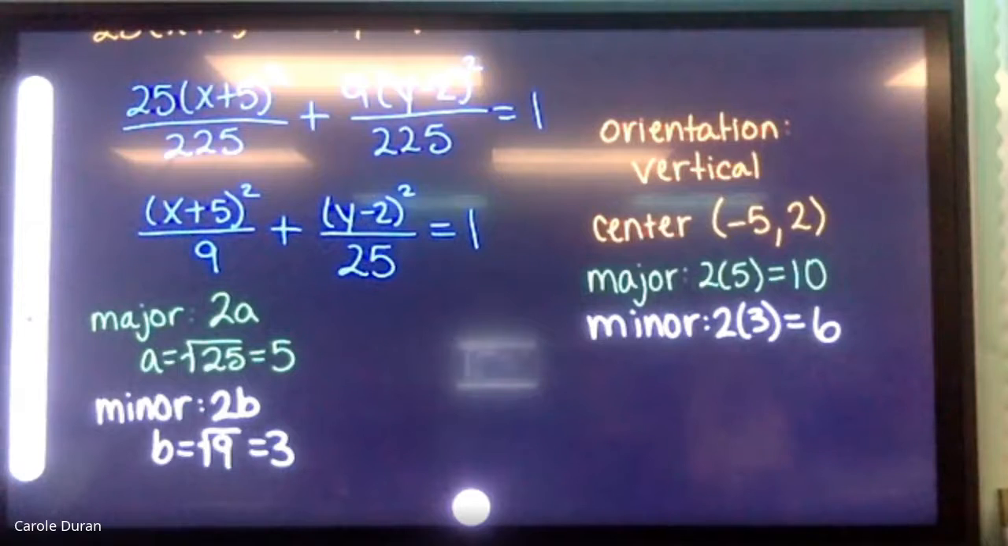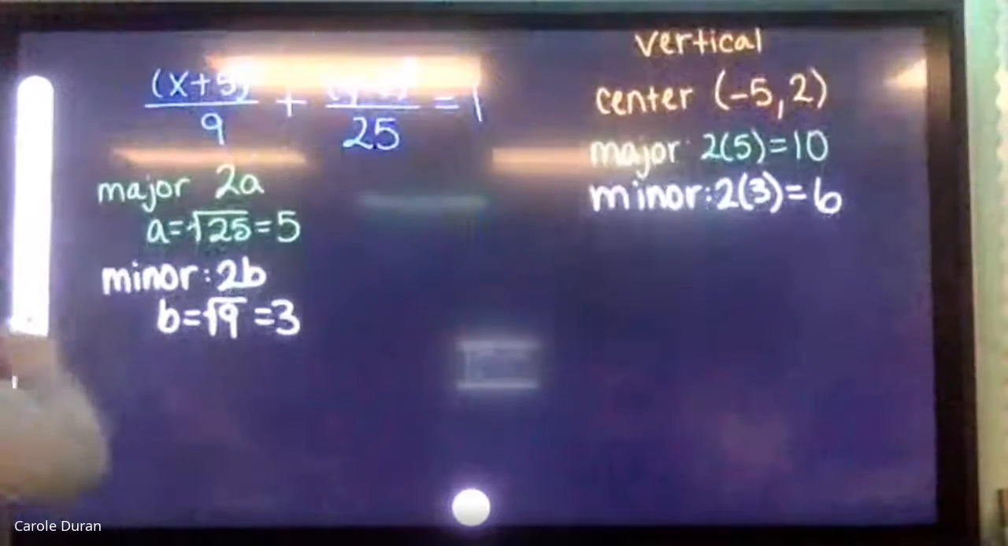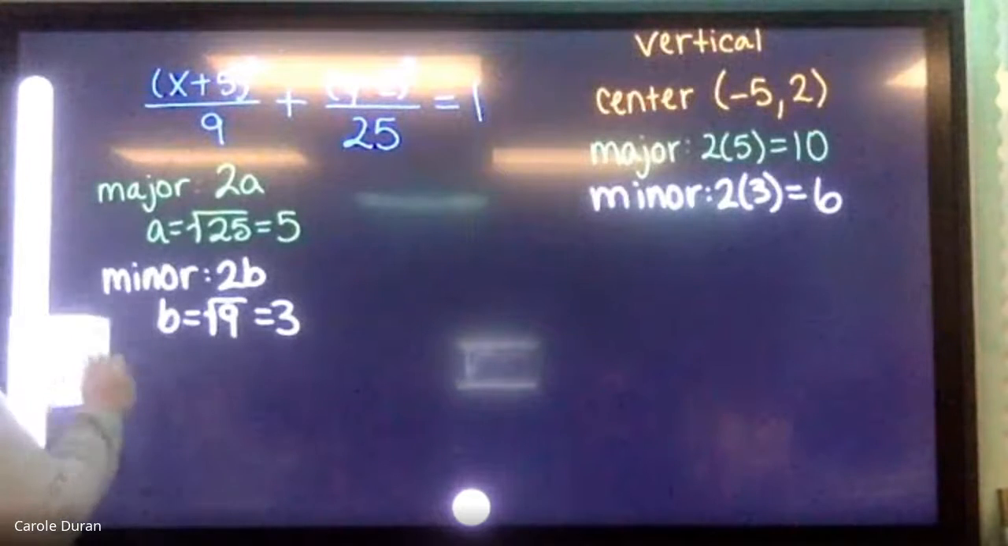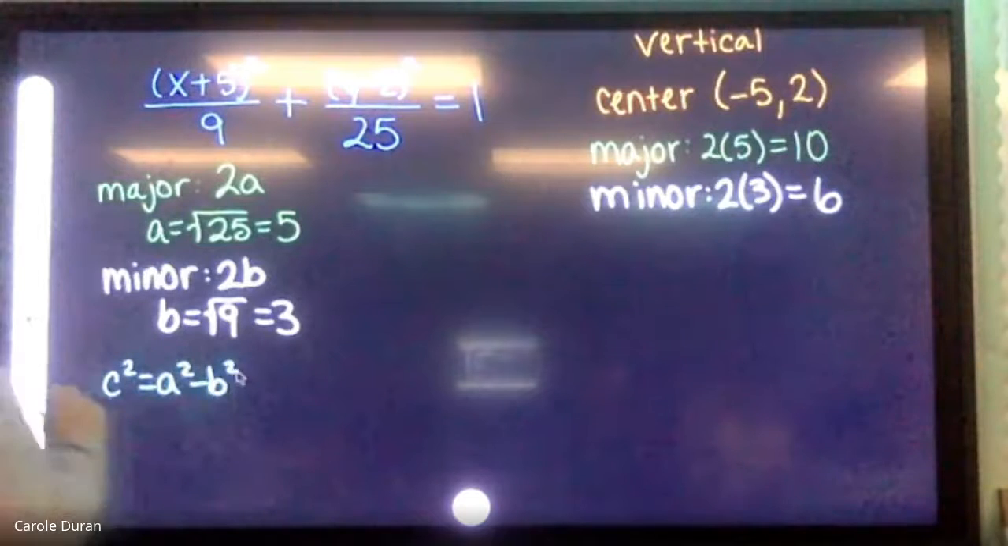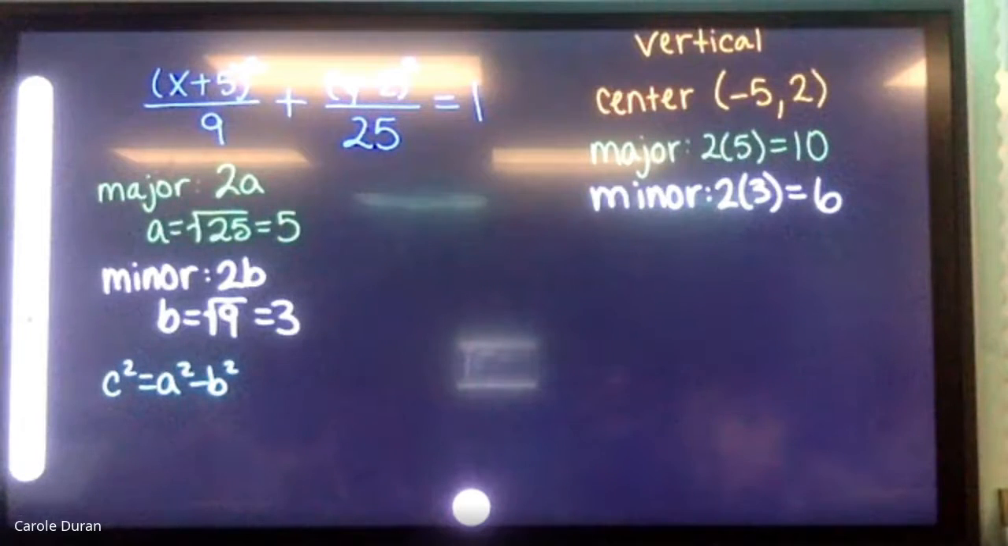The last piece are the foci. So the really good news is all I have to do is find c, and then I'm going to add that and subtract it from one of the coordinates of my center, and then that's the foci. It's really easy to find once we know what c is. But how do I find c? Close. There you go. We have an equation that says c squared equals a squared minus b squared. So I'm going to use that because I know what a and b are.